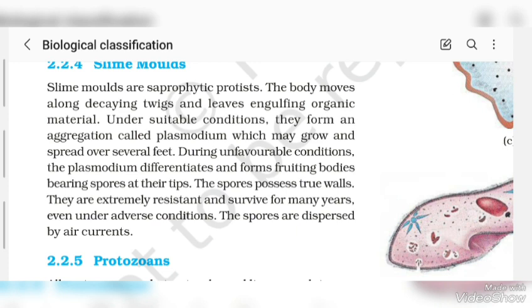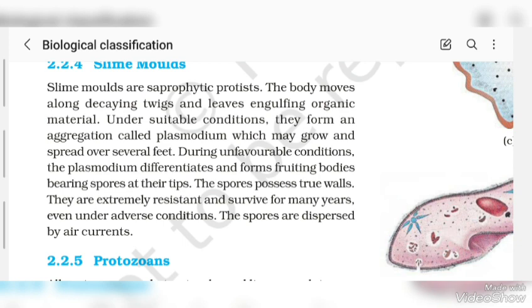The body moves along decaying twigs and leaves, engulfing organic material. Under suitable conditions, they form an aggregation called plasmodium, which may grow and spread over several feet. During unfavorable conditions, the plasmodium differentiates and forms fruiting bodies bearing spores at their tips.